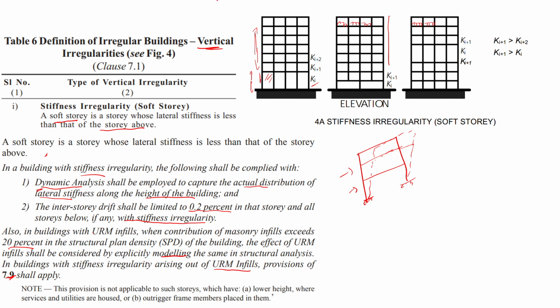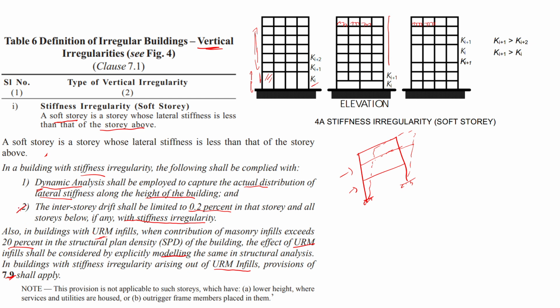In buildings with unreinforced masonry infills, the contribution shouldn't exceed 20% in the structural plan density of a building. The effect of URM infill shall be considered explicitly if it is exceeding. If it is exceeding 20%, then the effect of URM should be explicitly modeled in the building, whenever you are doing the analysis.